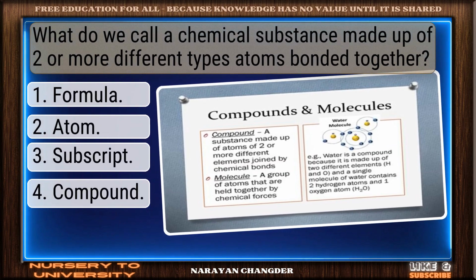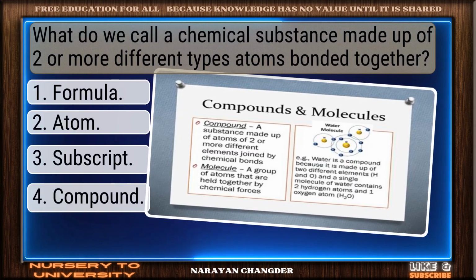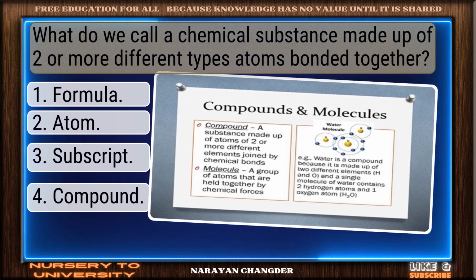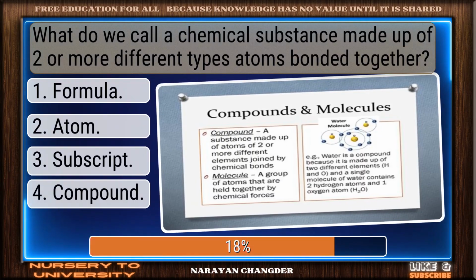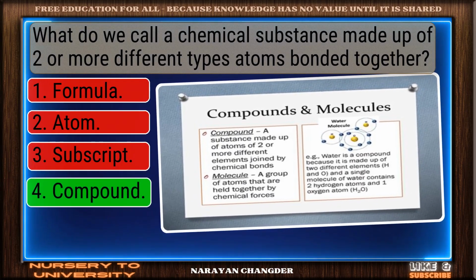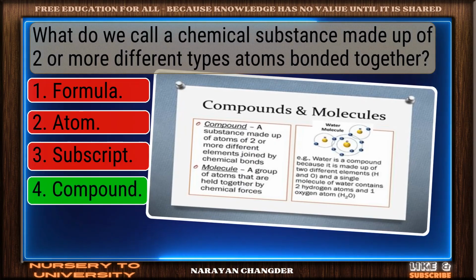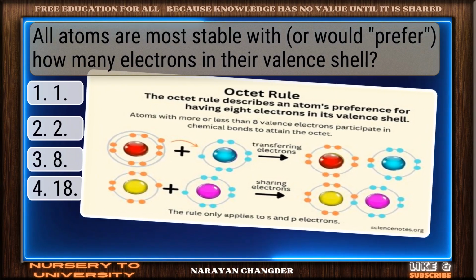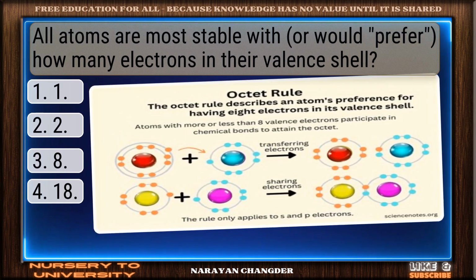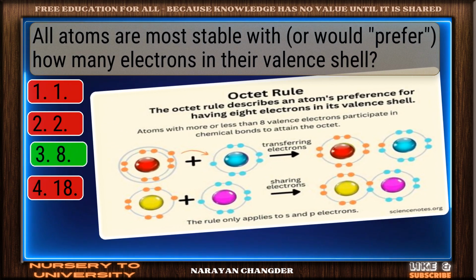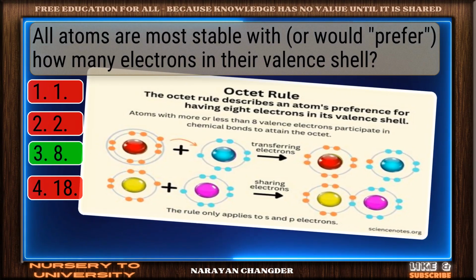Question number 46. What do we call a chemical substance made up of 2 or more different types of atoms bonded together? Strong choice. Compound is the right answer. Question number 47. All atoms are most stable with how many electrons in their valence shell? Well reasoned. 8 is the correct choice.